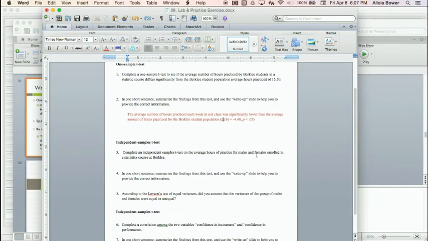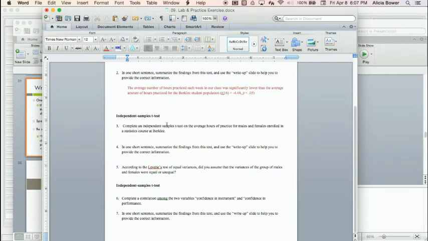All right, so that's one. Let's go ahead and look at the next one. Complete an independent samples t-test on the average hours of practice for males and females enrolled in a statistics course at Berkeley. If you haven't noticed already, I'm asking you to do stuff we've already done in class. That way you can look back at the slides if you need to remember how to do this and remember what these tests are and what they mean. But let's go ahead and look at SPSS and see how to do that.